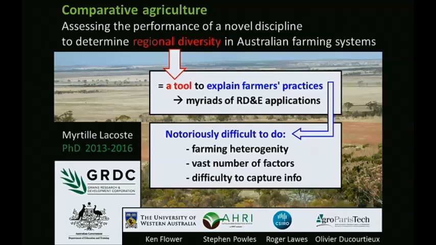So Ken already gave you a bit of a summary, and really in 30 minutes I can only hope to give you a flavor of what the last 3+ years were about. Really, it was about assessing regional diversity in the wheatbelt and finding out if the discipline of comparative agriculture was relevant, was good to do that. So why regional diversity of farming systems? Because it's a tool to explain what it is that farmers are doing. And you all know that there are plenty of applications when we understand what they're doing and why this way, not another. But it's notoriously difficult to do because there are not two farms the same. There are so many things that can potentially matter, and it's just difficult to capture enough farming information. It takes resources.